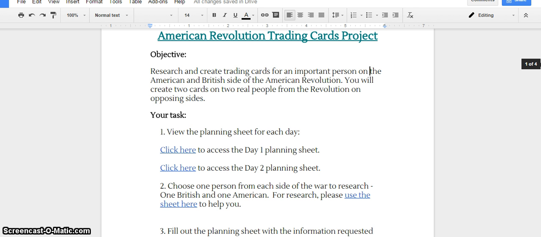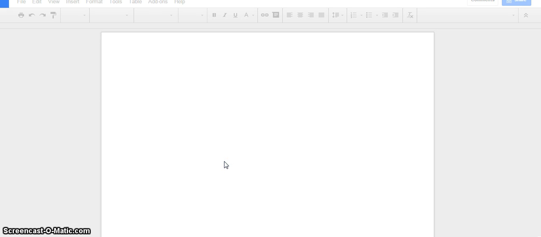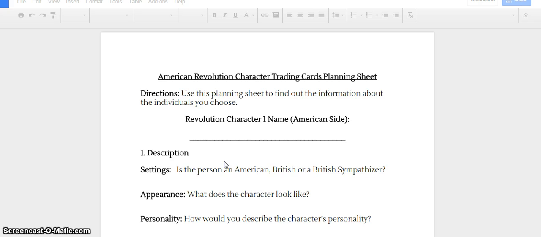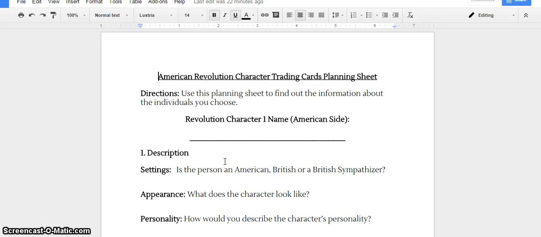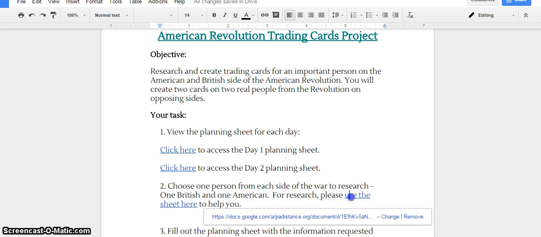So, what you'll have to do each day is complete a planning sheet. Let's take a look at the day 1 planning sheet together right now. So one of your objectives in day 1 is to examine the 2 characters or 2 people, one from each side of the American Revolution. You are going to be using one American and one Brit to help create your project. So in order to figure out who you're going to choose, I want you to take a look at this research sheet here. And the research sheet is located in step 2.